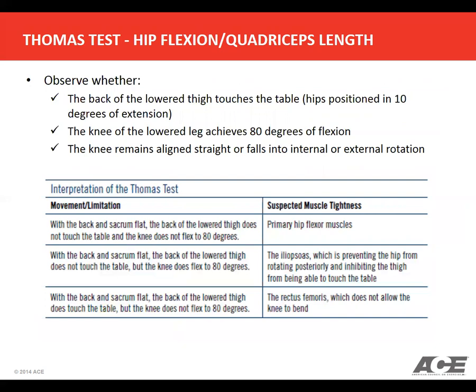So again, typically what you're going to see with most people is, as the leg that's being pulled up is pulled closer to their chest, you're going to see their other leg start to move up with it. Okay. So what you'll see here is, with the back and sacrum flat, the lower thigh does not touch the table, but the knee does flex to 80 with the back and sacrum. You see here what muscles might be suspected as being tight.